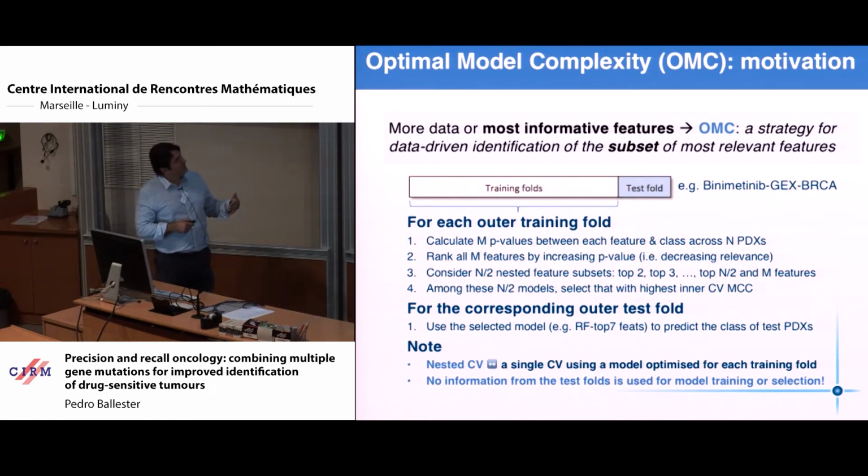Then you consider in the model selection step n divided by 2 nested feature subsets. The n divided by 2 is just to ensure that we have at least 2 data instances per feature. And among these models, we select the model that has the highest inner cross-validation. There is a second cross-validation going on here. And then the selected model is trained on all this data and tested on the outer fold.